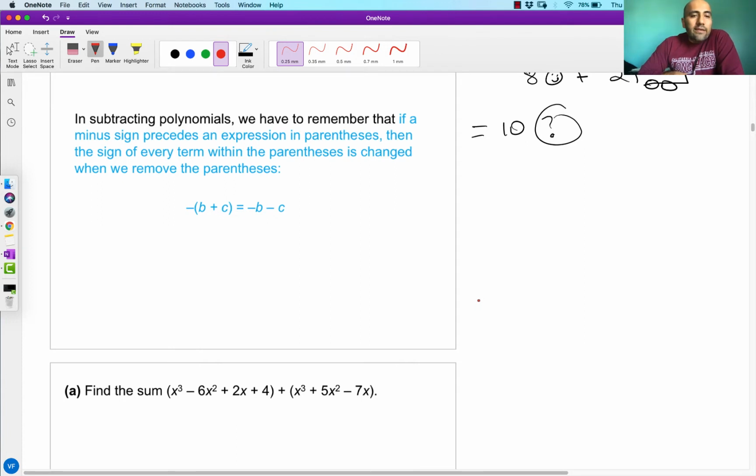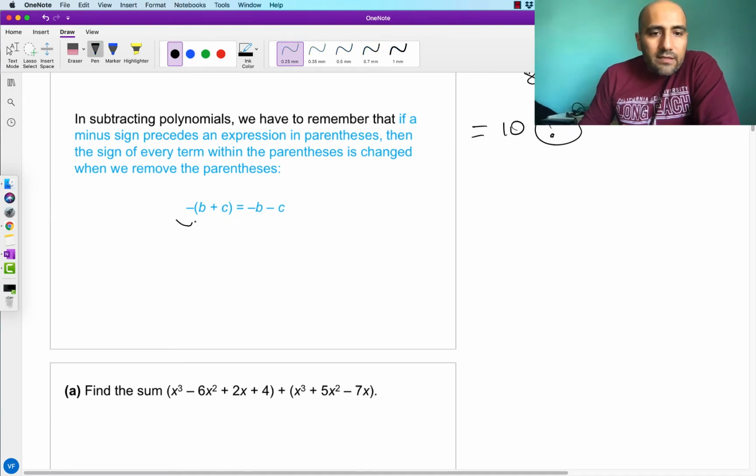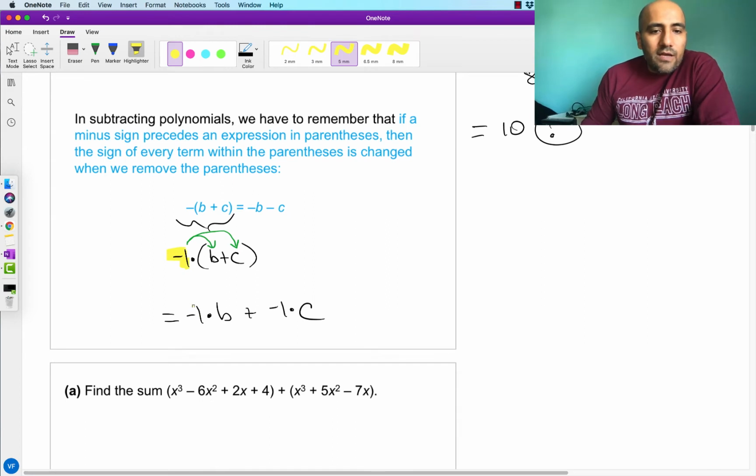Okay, so in subtracting polynomials, we have to remember that if a minus sign precedes an expression in parentheses, then the sign of every term within the parentheses is changed, right? So that's because, let's look at this right here. This technically means that we have a -1 times b plus c. And now this is distribution of this -1 across this addition. So when we distribute it, we're going to get -1 times b plus -1 times c, right? And now, using our arithmetic skills, we know that this is equivalent to simply writing minus b minus c, right? Which is what this is.